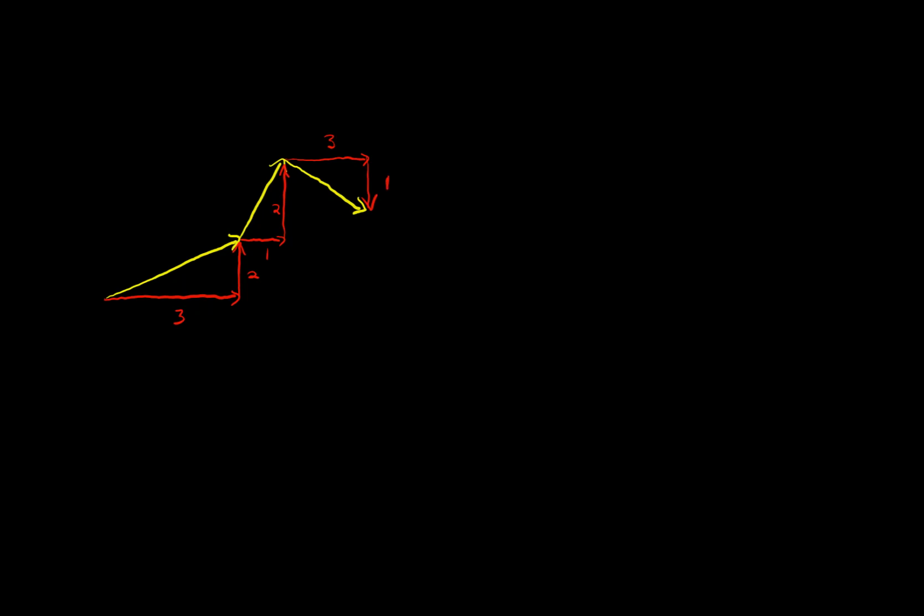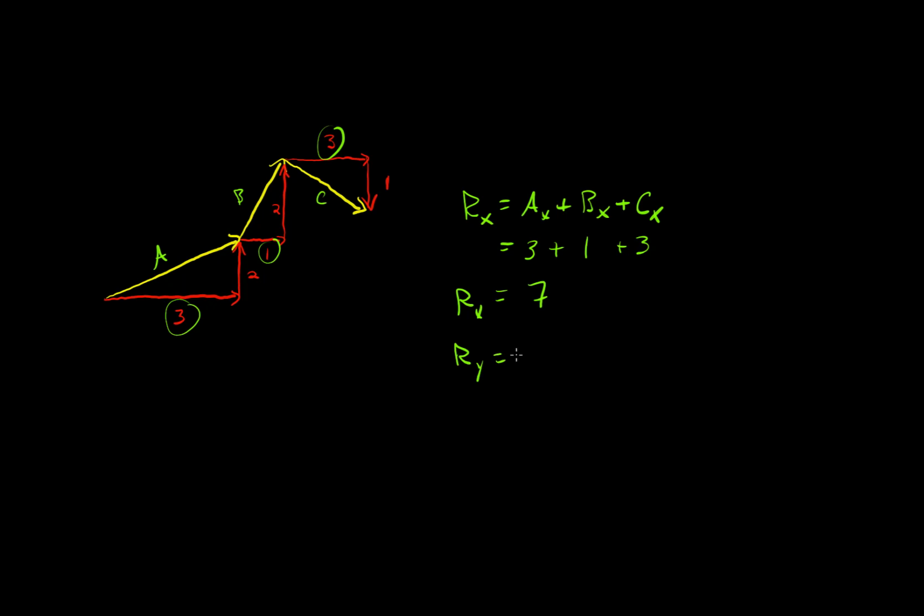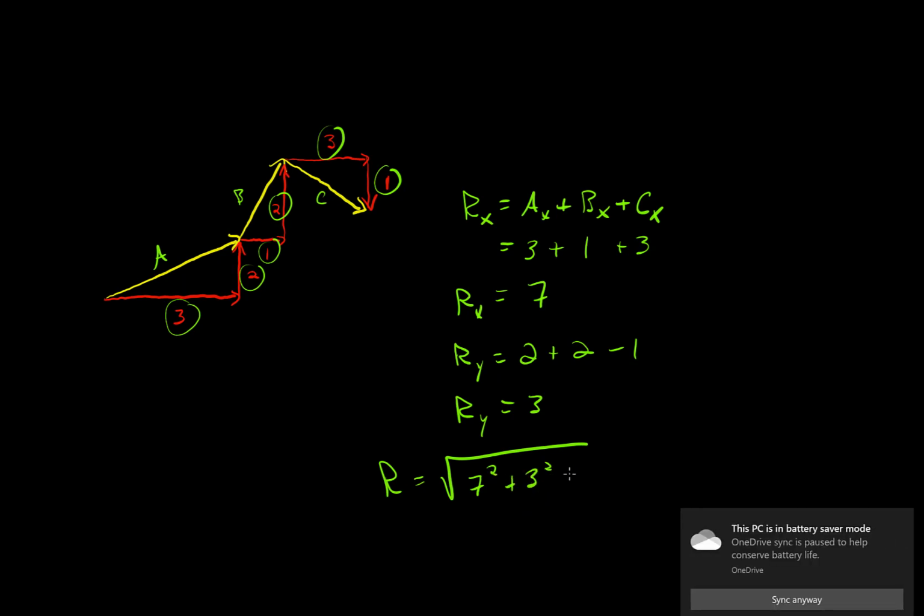Okay, so to add these up, let's do A, B, C. So the resultant in the X direction would be AX plus BX plus CX. So it's going to be 3 plus the BX, 1, plus CX, 3. So we get the resultant is 7 in the X direction. And then in the Y direction, we'll get 2 plus 2 minus 1. Why minus? Because it's down. So we get 2 plus 2 is 4 minus 1 is 3. So that tells me how far over and how far up. And then to get how long the actual vector is, we would take the root of 7 squared plus 3 squared. So whatever that comes out to be.